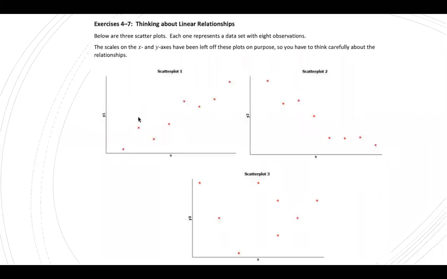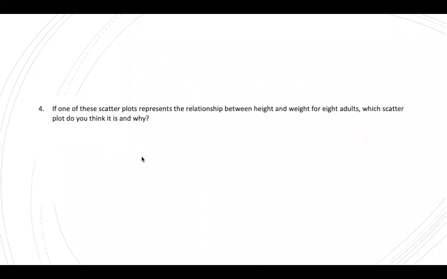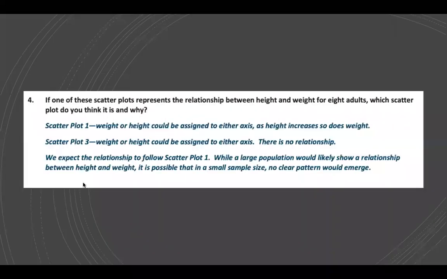And again, we can see that in this one. It doesn't always show that, but in general, someone who is 7 feet tall is going to weigh more than someone who is 4'9", per se. So I would expect scatterplot 1 to be the one that makes the most sense.